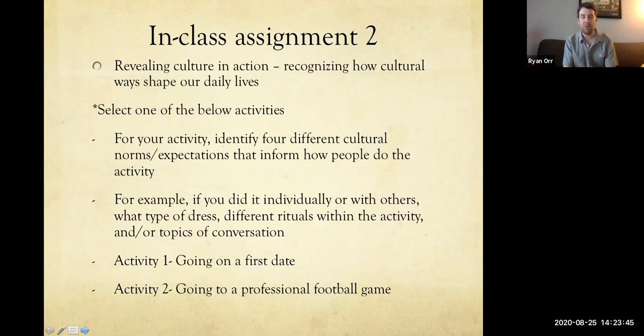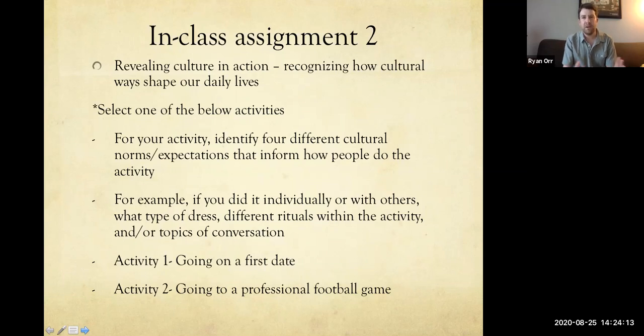So we're not talking about doing anything against the law, but rather something that is culturally normative. So that's what I'm asking you to highlight. Kind of what is culturally normative in these settings? Do you do it by yourself? Do you go with other people? What type of dress do you wear? What are the different rituals within the activity? So yeah, you go on a date, but what goes on kind of normally inside that first date? Yeah, you do go to the game, but what goes on within that game experience?